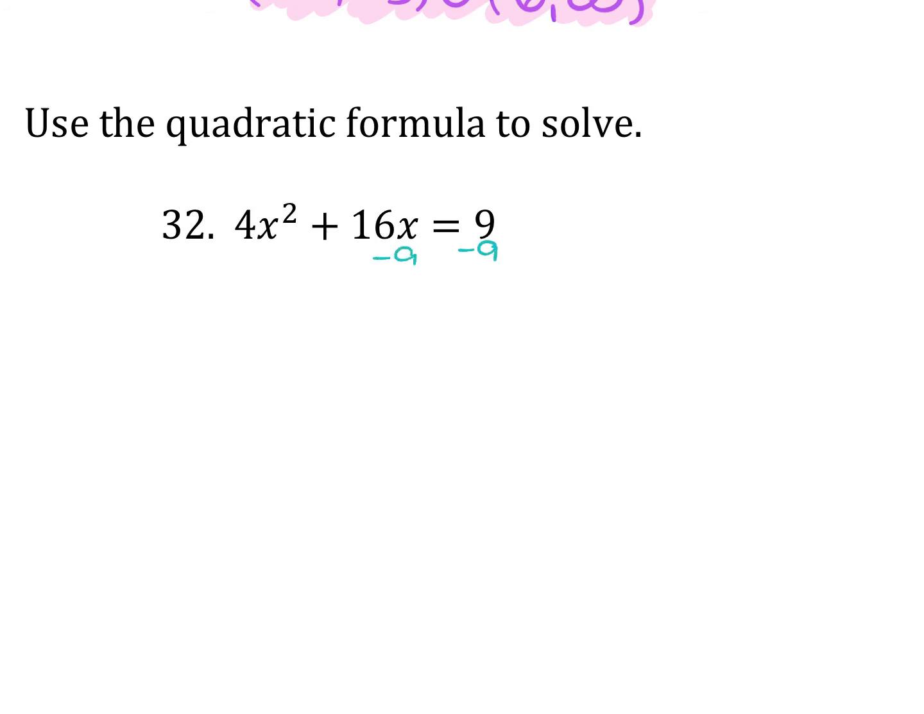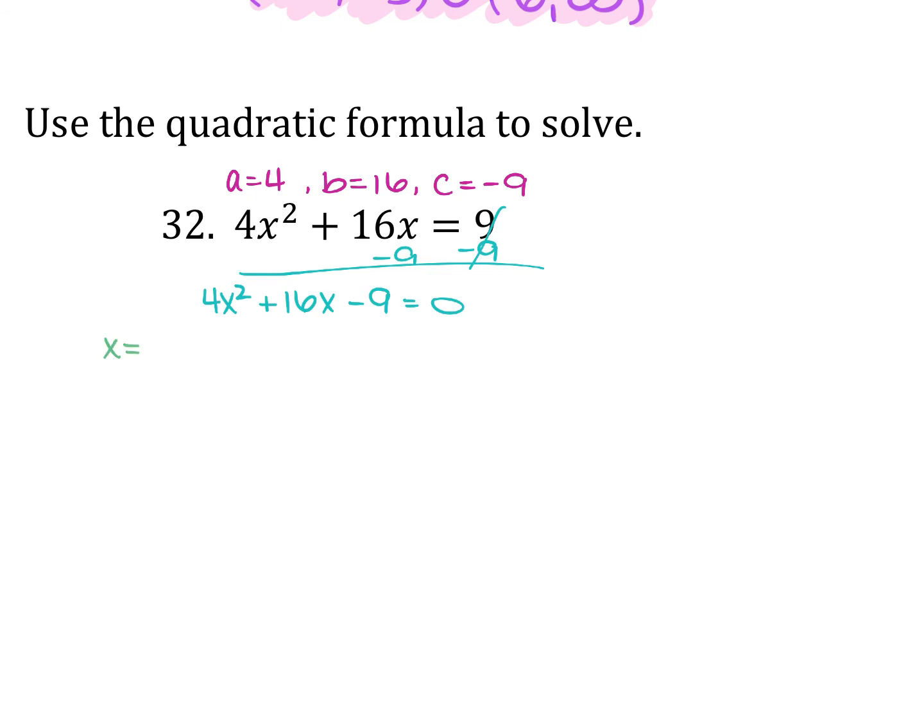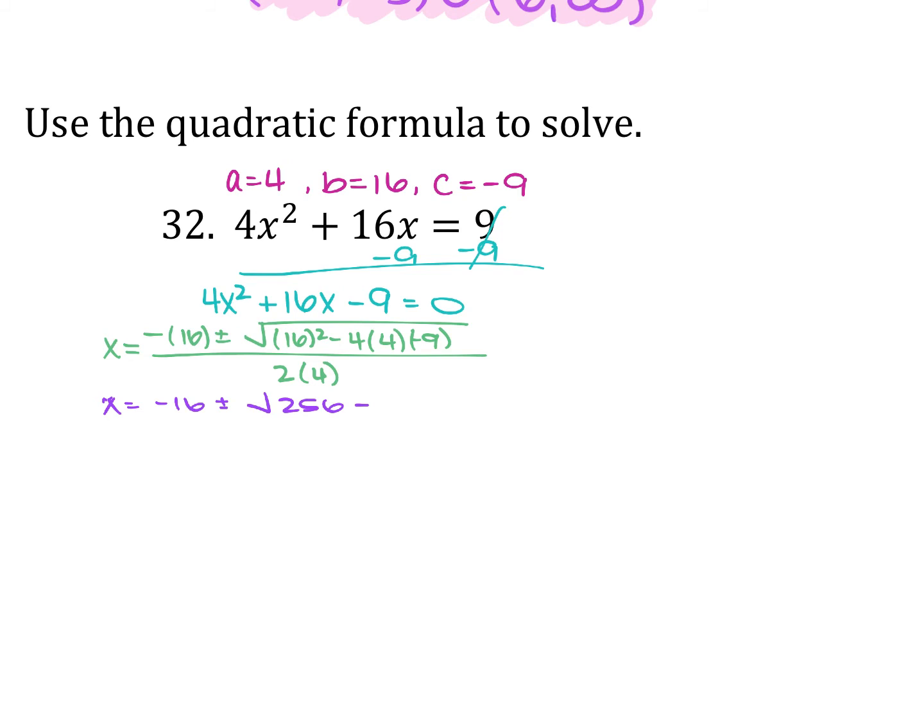So the first thing we're going to do is move the 9 over by subtracting it from both sides. This gives us 4x squared plus 16x minus 9 is equal to 0. Your a is 4. Your b is 16. Your c is negative 9. Plug this into your quadratic formula and simplify. So x is equal to the opposite of b, which is 16, plus or minus the square root of 16 squared minus 4 times a, which is 4, times c, which is negative 9, all over 2 times a, so 2 times 4. The opposite of 16 is negative 16, plus or minus the square root of 16 squared, which is 256. The negative 4 times negative 9 is giving you positive 144. So this is all going to be over 8.